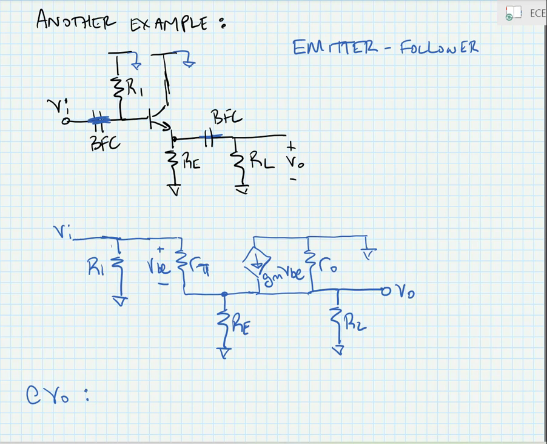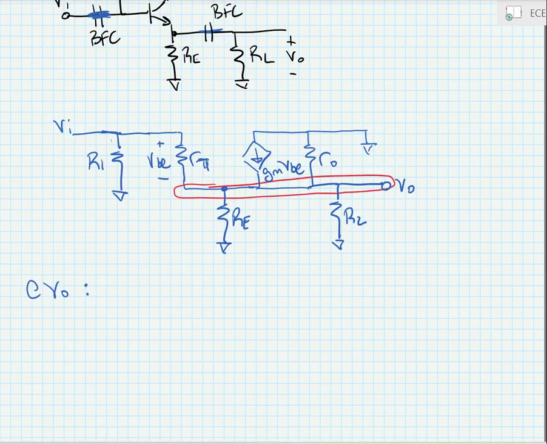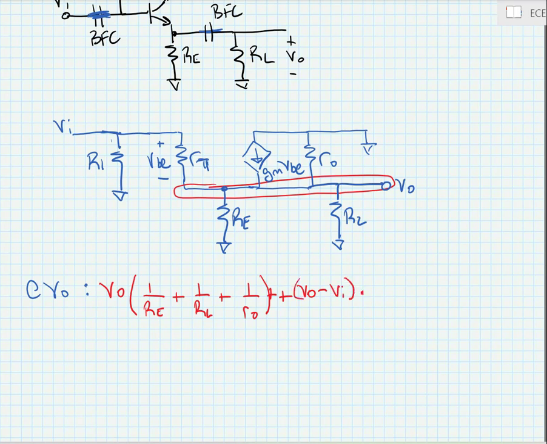So we can now write a KCL expression at the output. V out times 1 over RE plus 1 over RL plus 1 over R pi, minus V in over R pi, is equal to gm VBE.